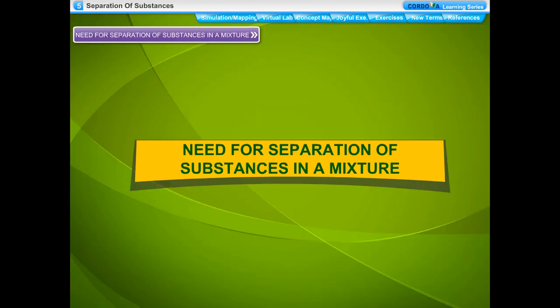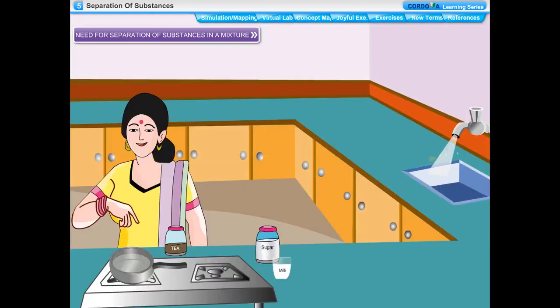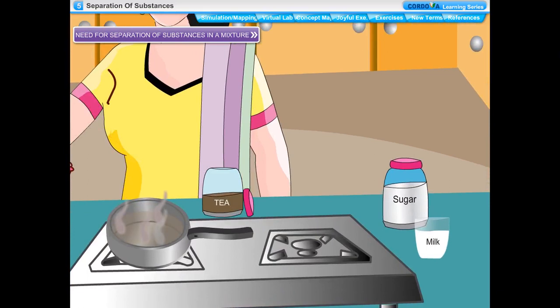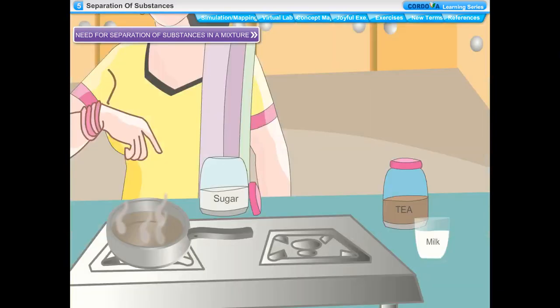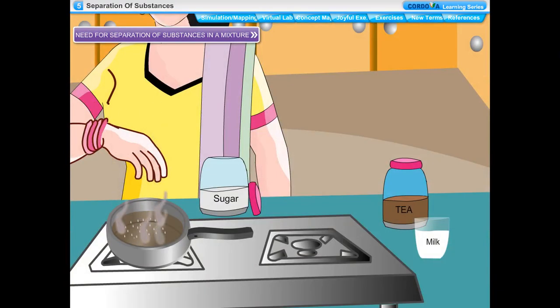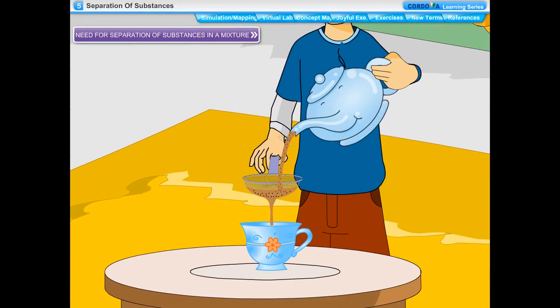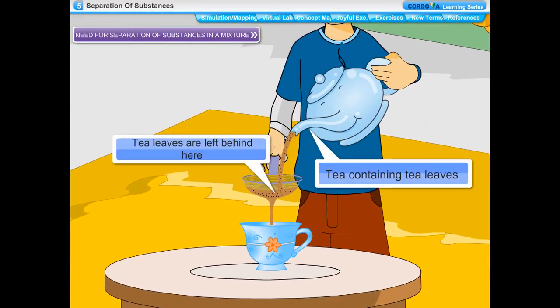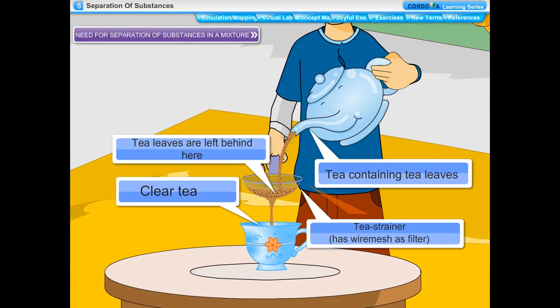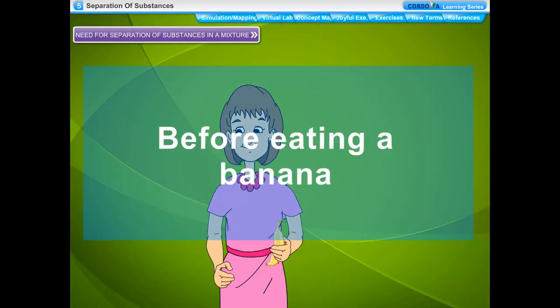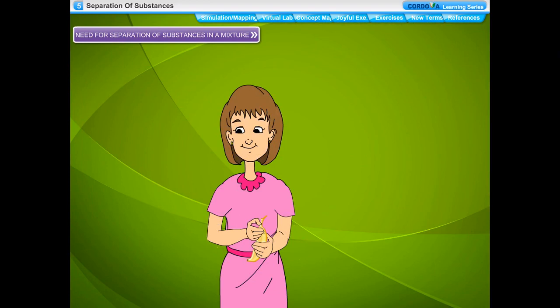Need for separation of substances in a mixture. To remove undesirable substances. Tea is made by boiling tea leaves in water and then adding sugar and milk. After the tea has been made, used tea leaves are an undesirable component of the mixture. We separate it by using a filter called tea strainer. Before eating a banana, we peel off its skin, an undesirable component.